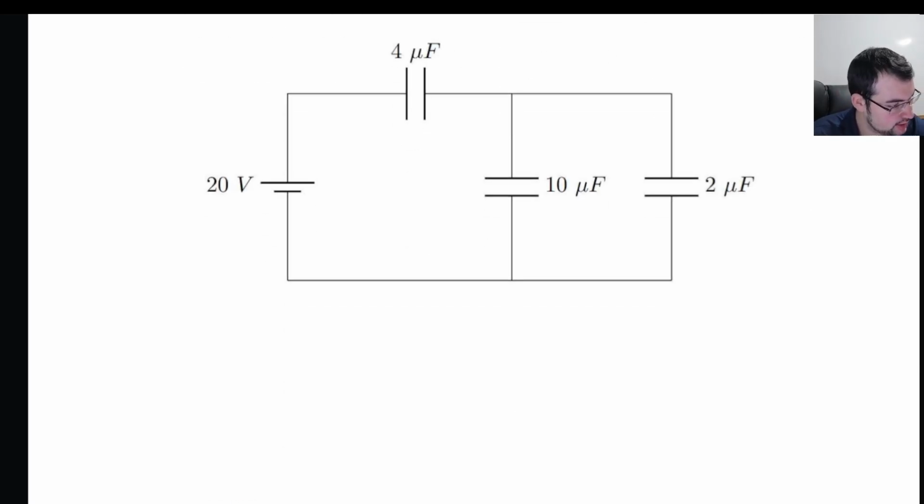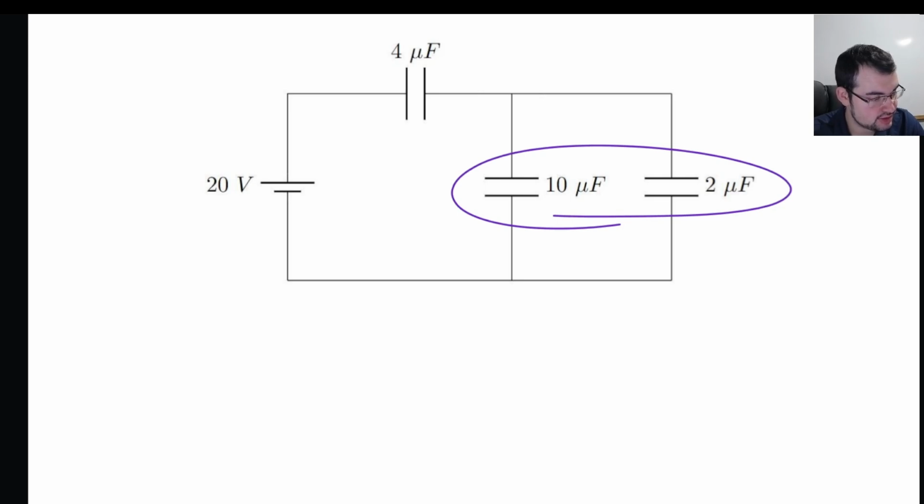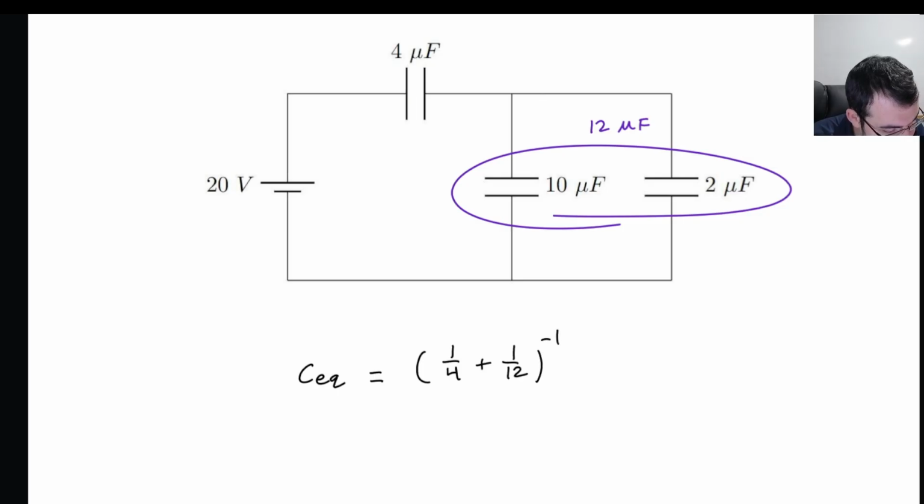So first of all, this is easy, right? This is 10 and 2, which makes 12. Because capacitance just adds in parallel. And then I have a series. So my CEQ is just going to be (1/4 + 1/12)^-1. Because we see that we have the 4 exactly in series with the 12.